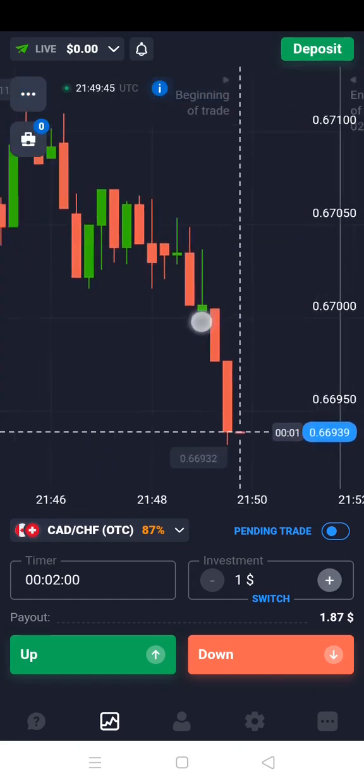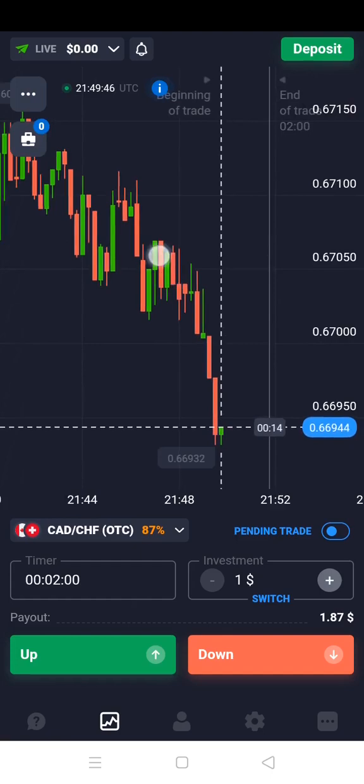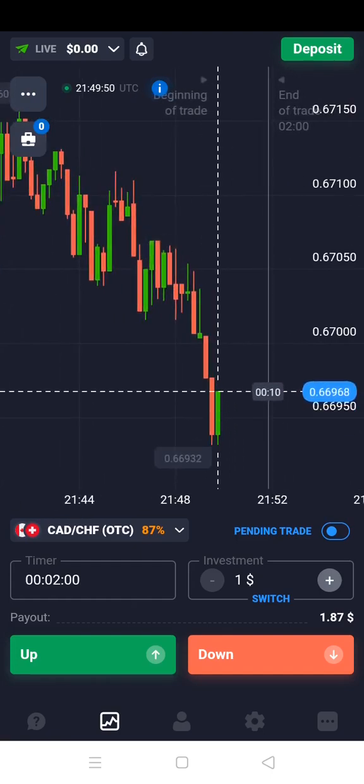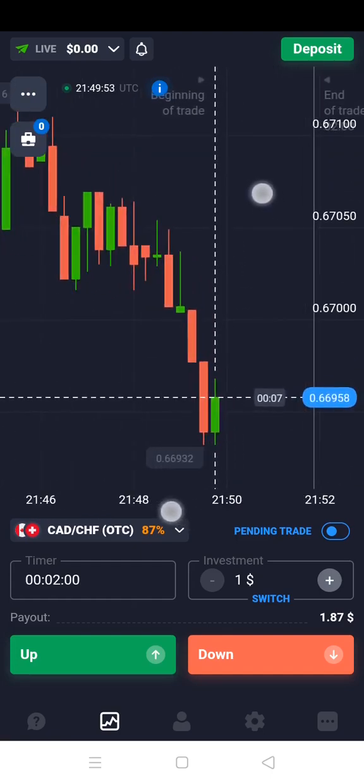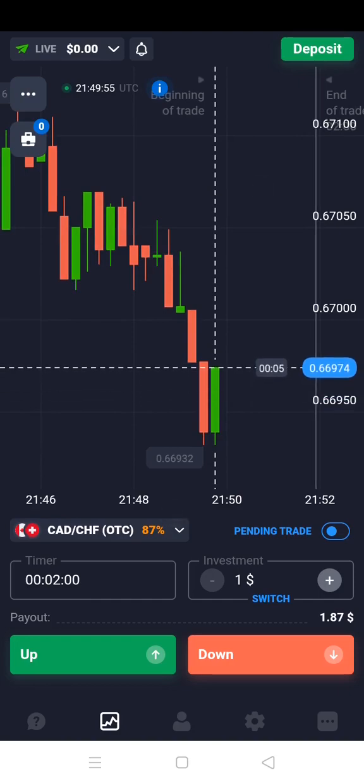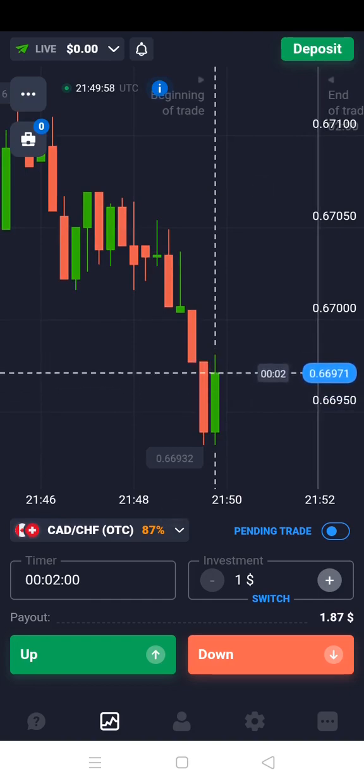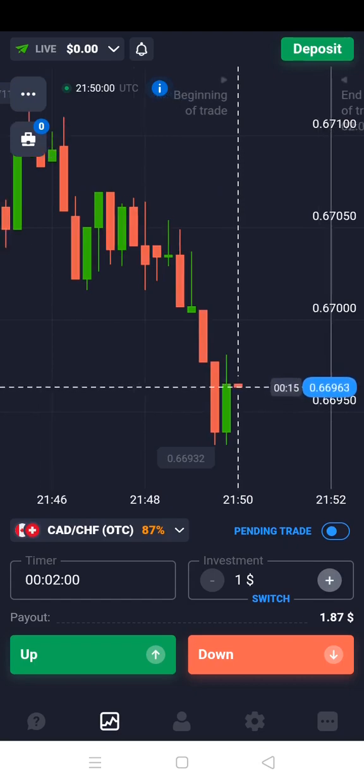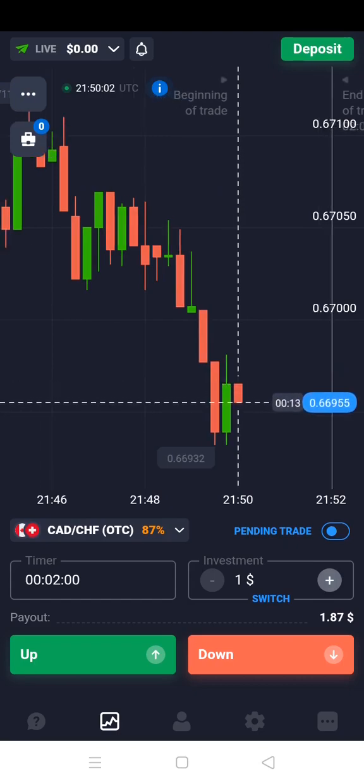This means that on this chart, every single candle that you see here took 15 seconds to be created. It took 15 seconds for it to be created, and that's why you see it's counting down from 15 seconds. So if this one ends now, you'll see it starts from 15 seconds all the way down.